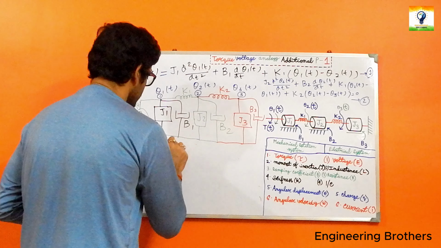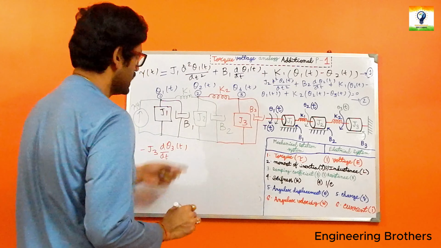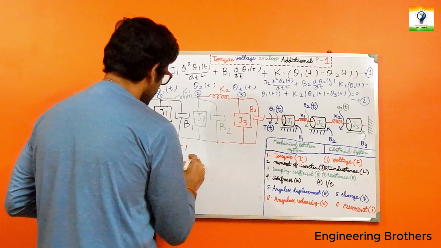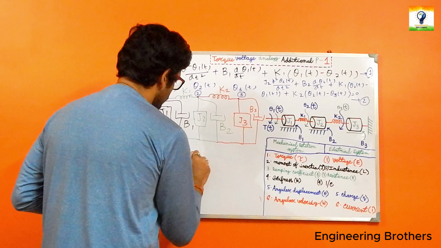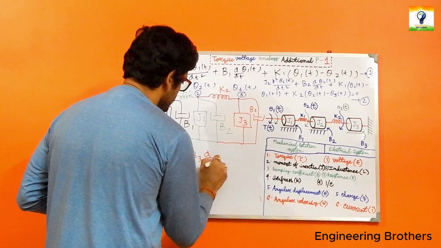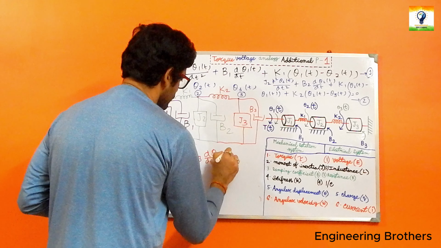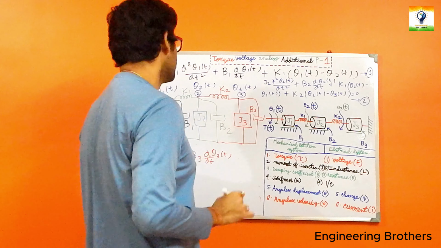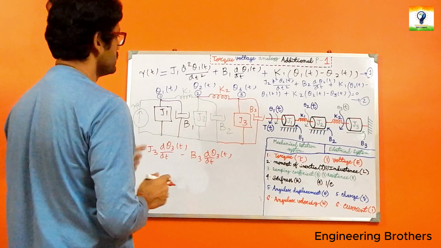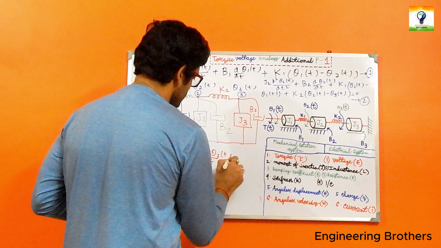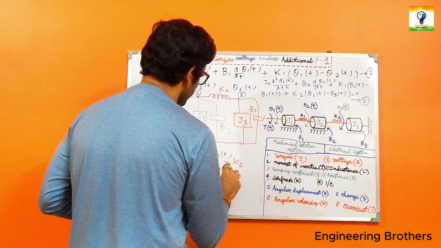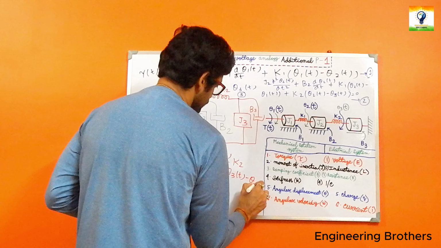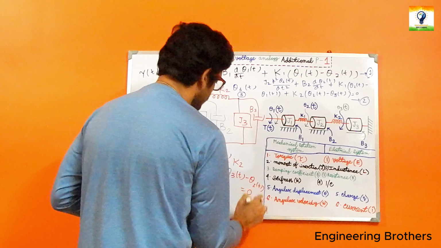d squared by dt squared of our theta 3, as we can see that J3 has been connected with our theta 3 over here, and the next part will be minus B3 d by dt of our theta 3, and the last one, K2, has been connected in between our theta 2(t) and theta 3 over here, minus K2 (theta 3 minus theta 2(t)). This will ultimately be equal to 0.